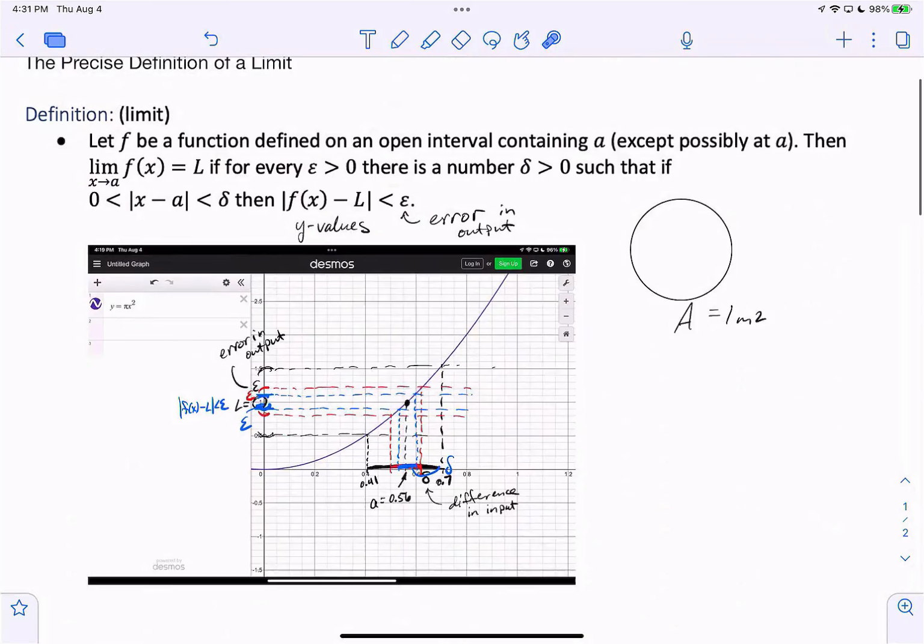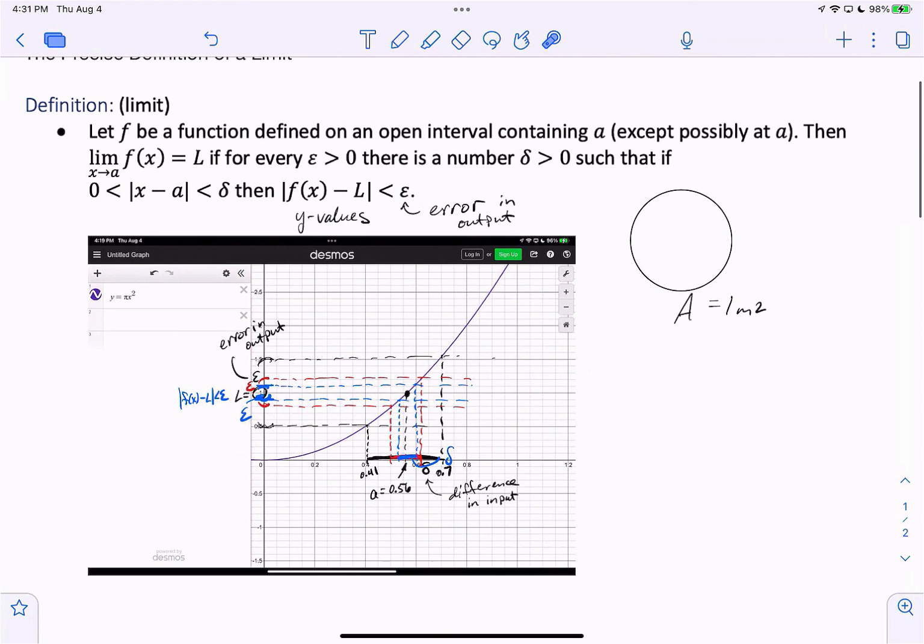So the definition of a limit says that for every epsilon greater than 0, there exists a delta greater than 0 such that if I'm within delta of A on the x-axis, but not equal to A, right? This says strict inequality, x does not equal A. That's the except possibly at A business. Anyway, if I'm within delta of A on the x-axis, then my output will be within epsilon of L on the y-axis.